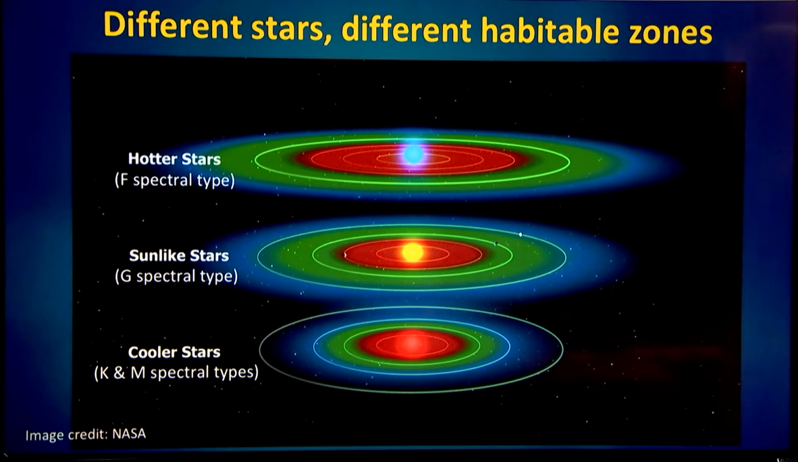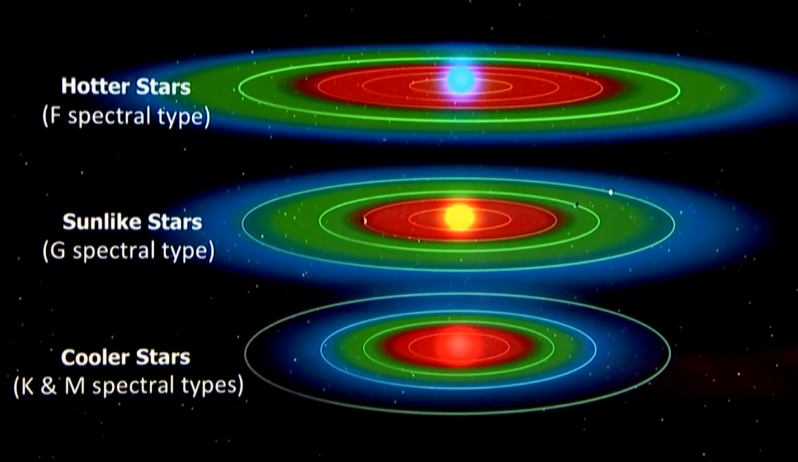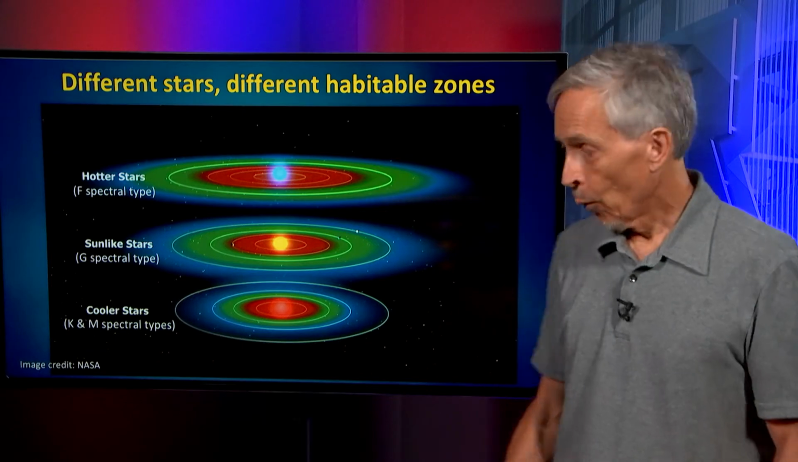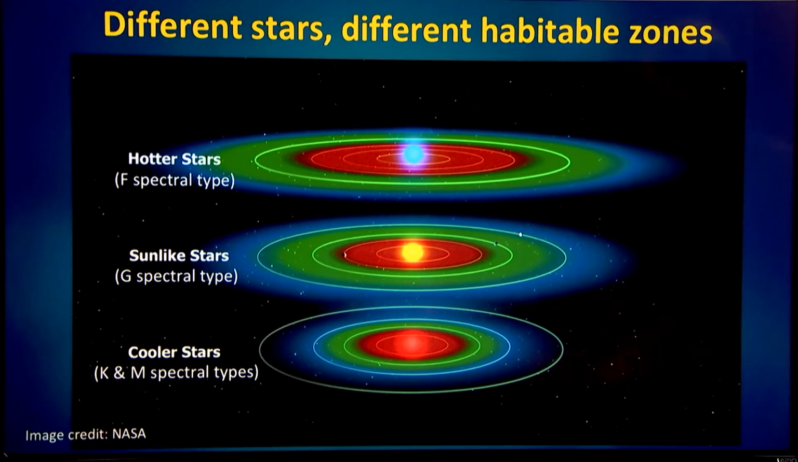Hotter stars, where the amount of radiation from the star is larger, have a habitable zone that is further out, and that habitable zone is also physically larger in range of distance, and it may or may not include exoplanets. For cooler stars, the habitable zone shrinks towards the star, and actually the real estate, or the range of radii covered by the habitable zone, is less.